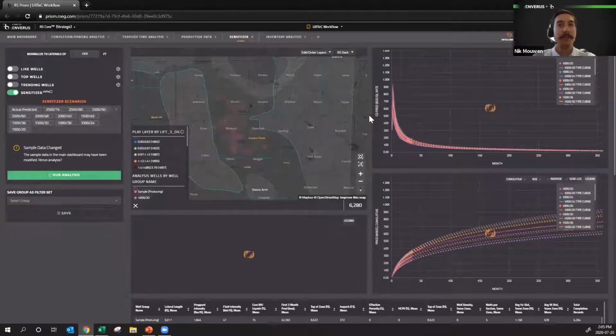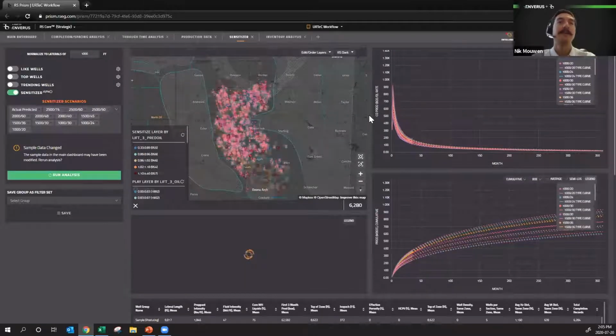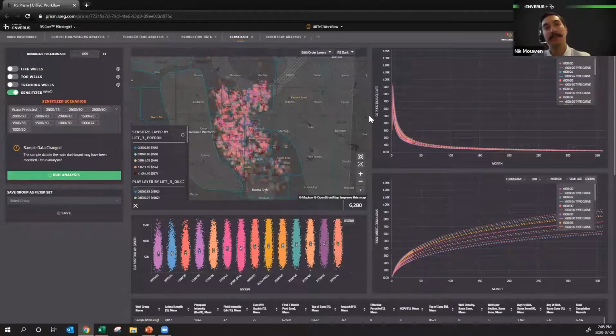So this is just loading up here. What we're looking at here is our completion sensitizer page. Essentially, we have XGBoost models trained on all the lower 48 plays. We take all those wells, run them through the XGBoost, and get these pickle files that we can use to predict on the output. That allows us to do a what-if analysis on all the existing wells.